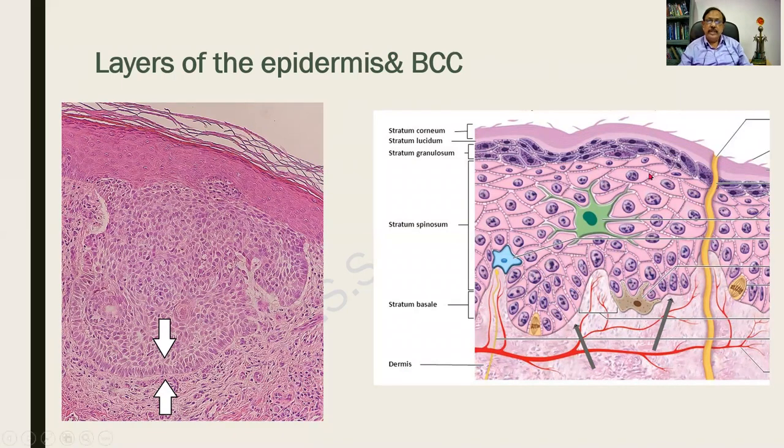Now, this is the normal skin that we are seeing, and forget the other things. This is the basal layer. It is presumed to be arising from the basal layer and hence it is called basal cell carcinoma. The various other layers of the epidermis are given for completion.